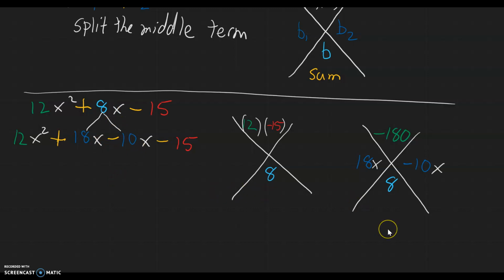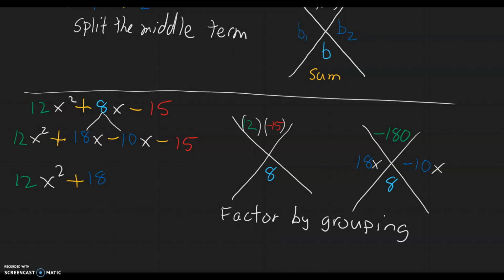Okay, next we're going to do something called factor by grouping. So I'll write that right here. We're going to be doing something called factor by grouping. Okay, that's the methodology after we get to this point. So when we factor by grouping, I'm going to go ahead and write this again as 12x squared, just so I have a little bit more room here. 12x squared plus 18x, and then minus 10x, and then minus 15.